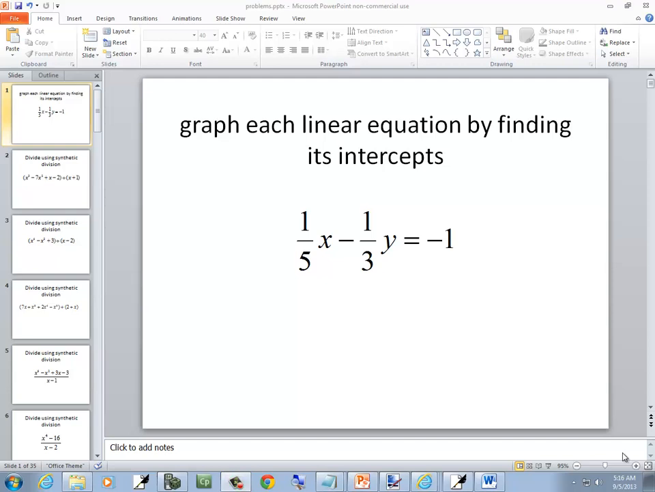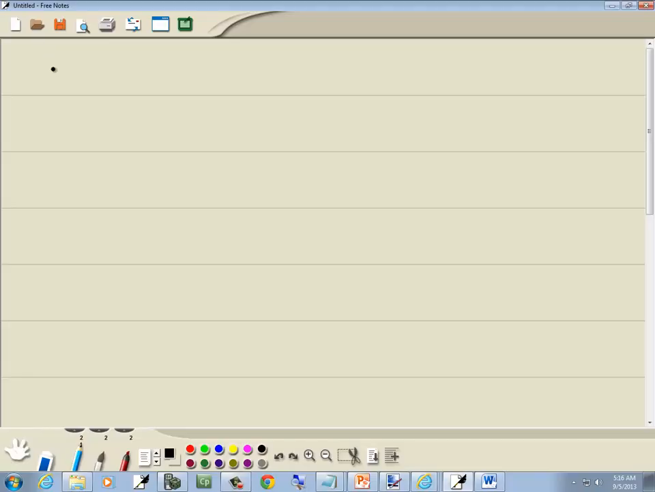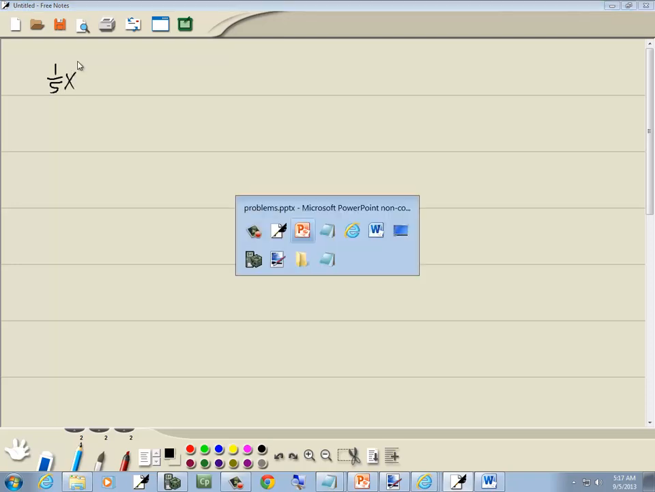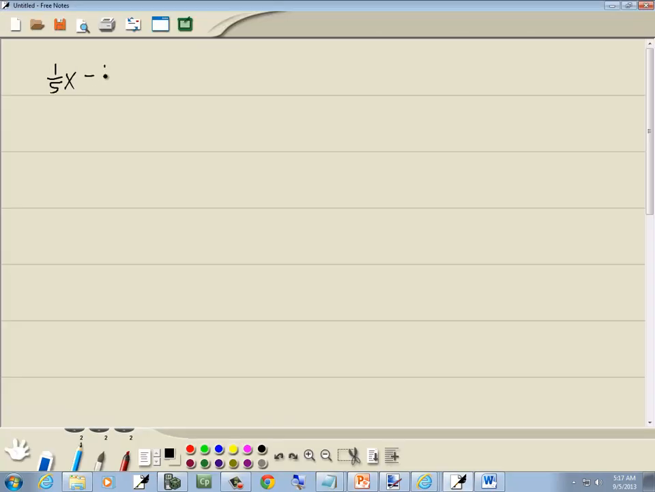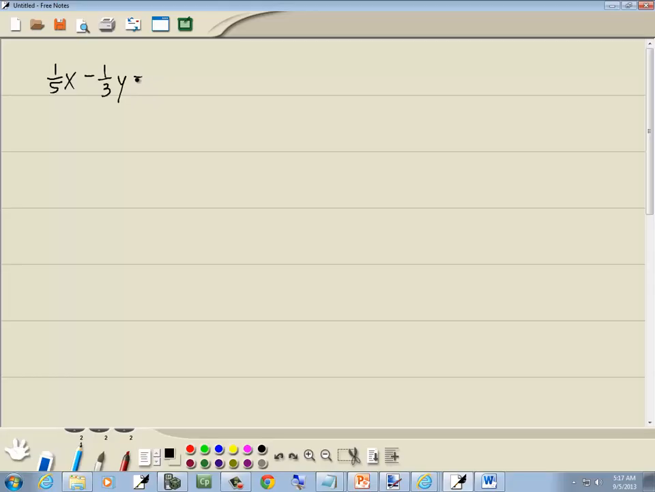In this problem, we want to graph each linear equation by finding its intercepts. So we got 1/5 x minus 1/3 y is equal to -1. First, I'll do this by the intercept method, and then I'll use a calculator.